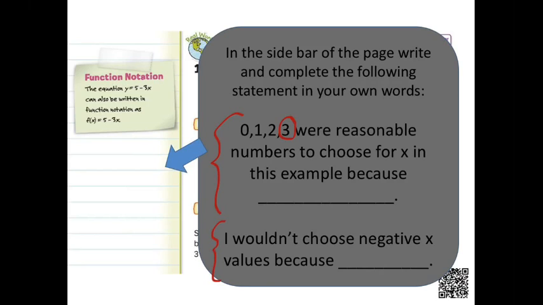And then the second statement is I would not choose negative x values because. So why would you not choose a negative number for x? If you would have chosen one, it wouldn't have worked out. Why would that not have worked out? Think about it for a minute. And I want you to write in the sidebar. You'll want to hit pause.